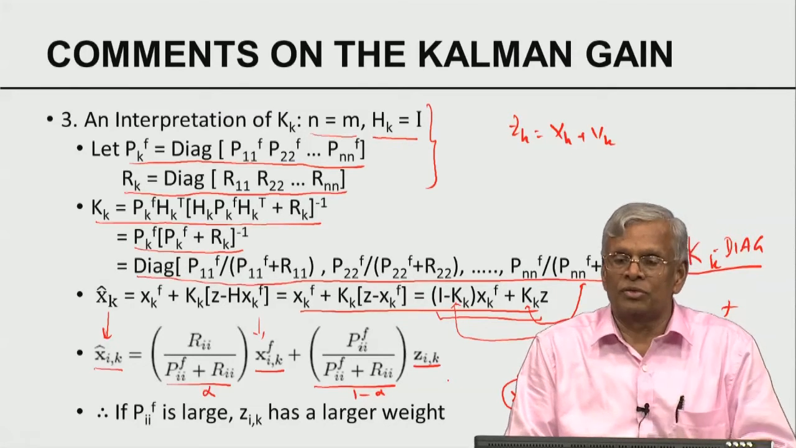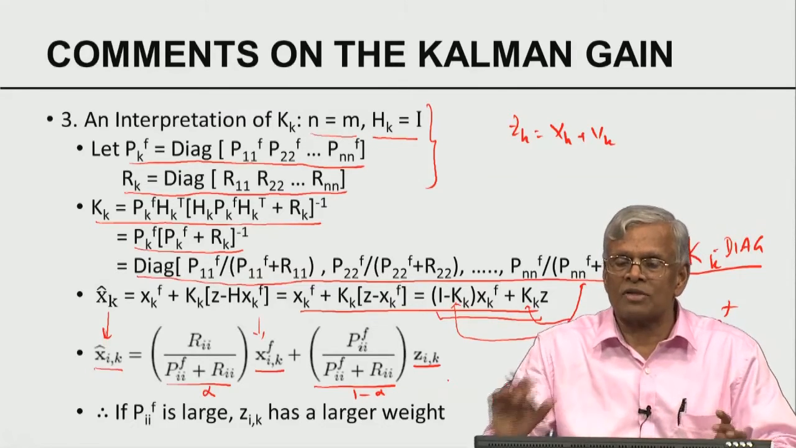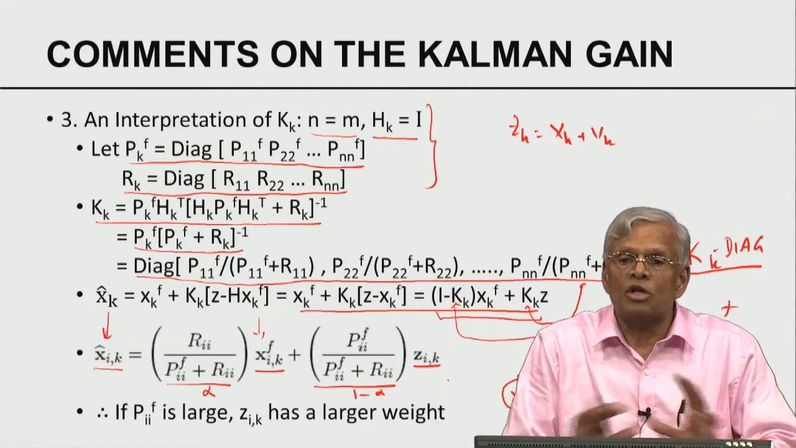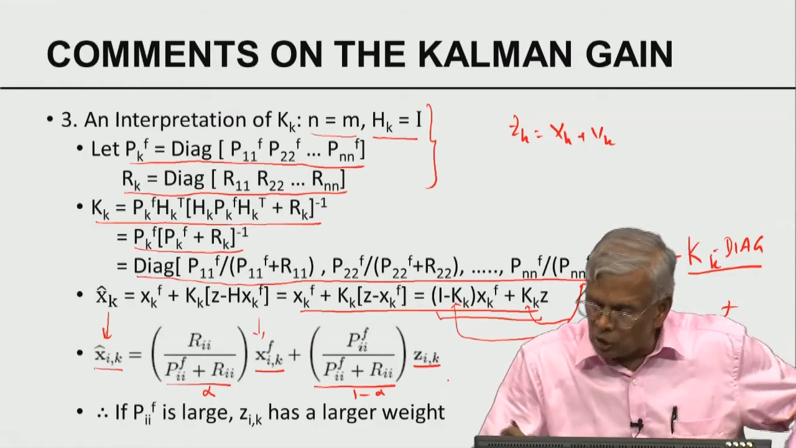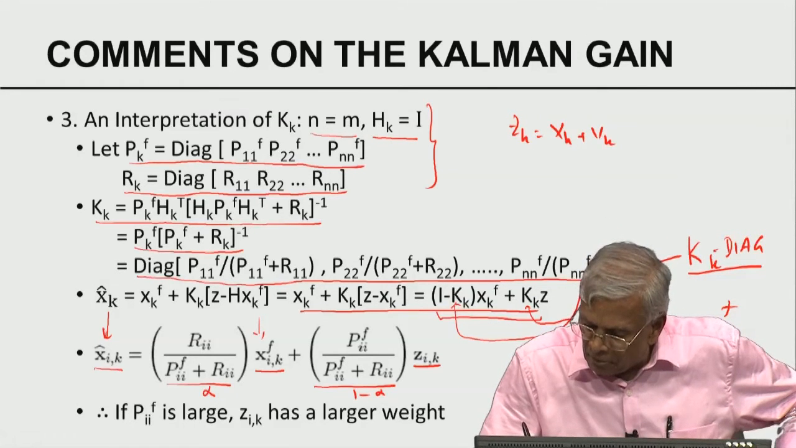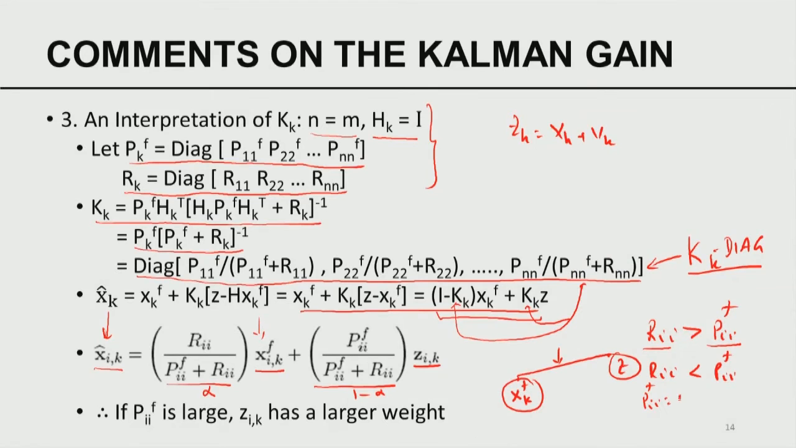Committee of what? Committee of two. Who are the members of the committee? Forecast and the observation. But do they have the same vote? No. Under what condition will they have the same vote? When PIF is equal to RII, alpha is equal to 1 minus alpha. If alpha is equal to 1 minus alpha, alpha is half, 1 minus alpha is half, both of them have the same weight. The analysis is simply the average of the forecast and the observation.